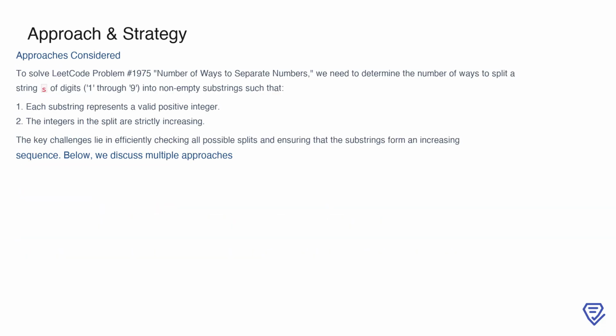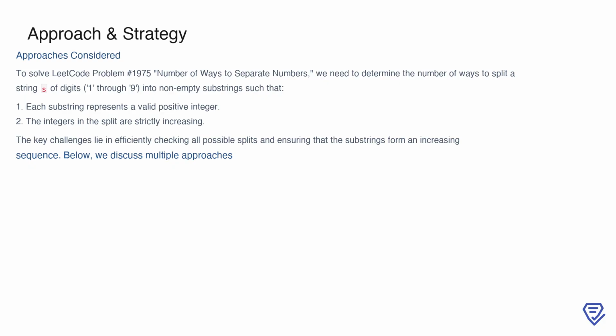To solve the problem of determining the number of ways to separate a string of digits into valid substrings that form a strictly increasing sequence, there are two main criteria we need to satisfy. First, every substring must represent a positive integer, meaning it cannot begin with a 0. Second, the integers formed by these substrings must strictly increase from left to right. While the problem may seem straightforward at first glance, the real challenge lies in efficiently exploring all possible ways to split the string and verifying that the resulting sequence satisfies these conditions.